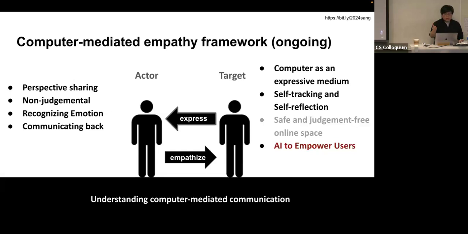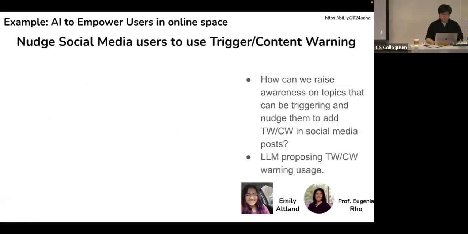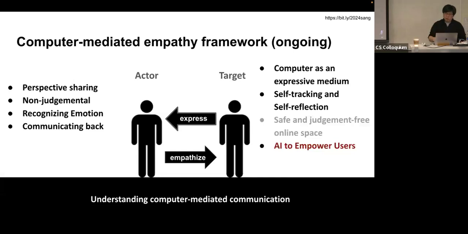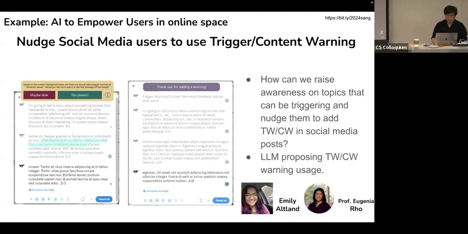So that's the direction that I take. I use AI to empower users. A lot of the projects that I do are not about detection. I focus on people rather than content. Here's an example where, when someone posts a video, they are nudged right before they post to evaluate their content.